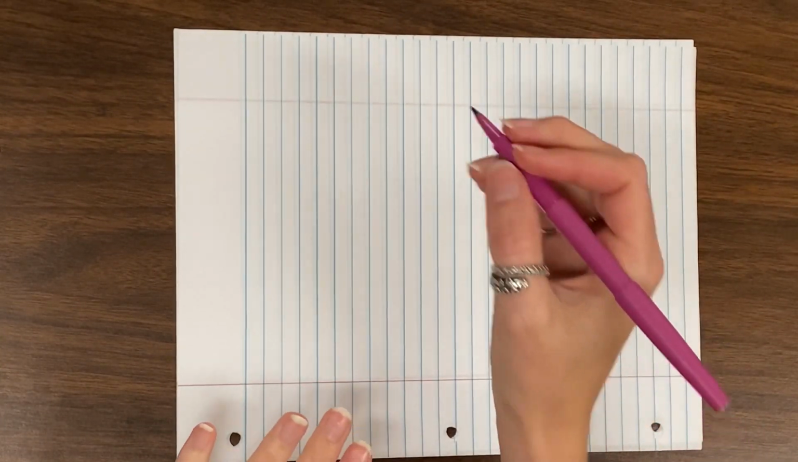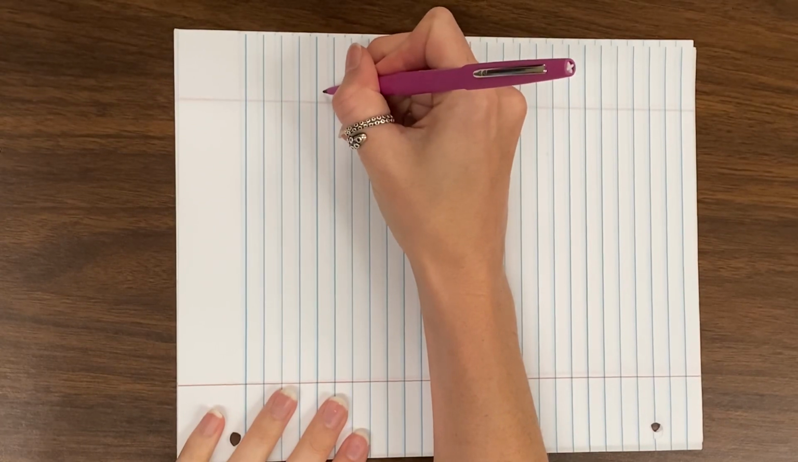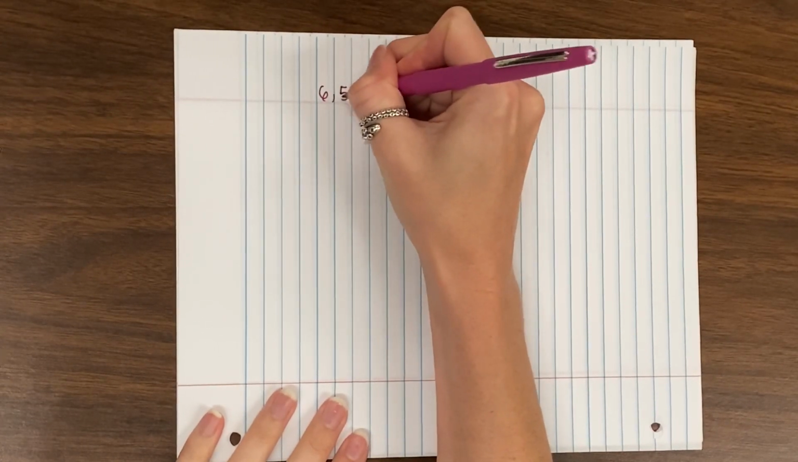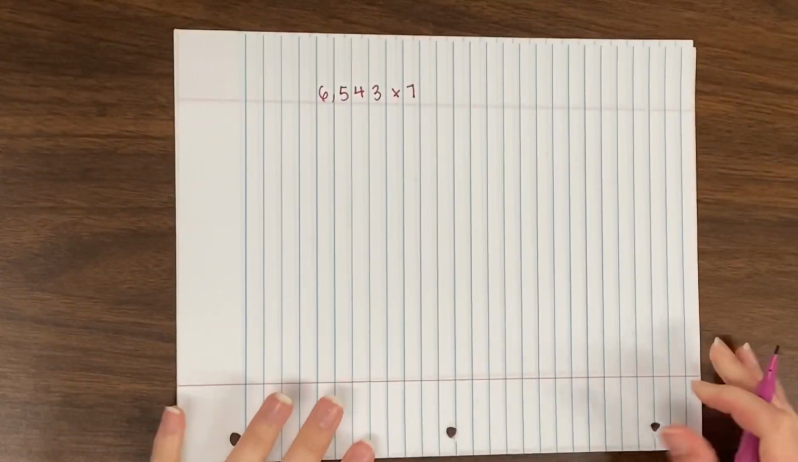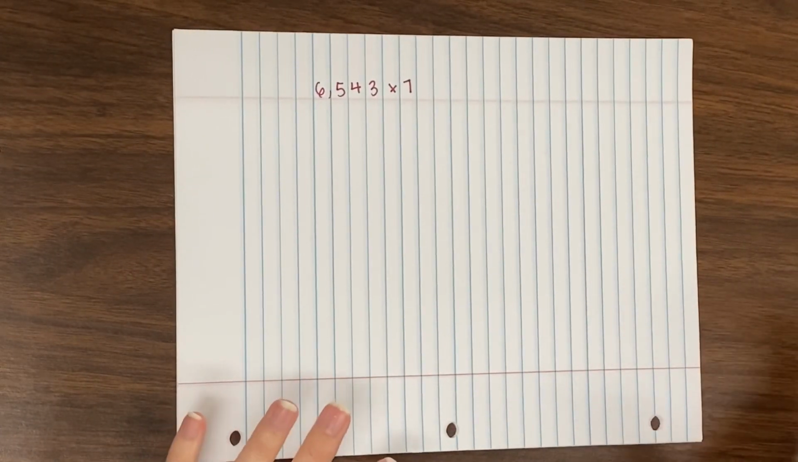Hey mathematicians, I'm going to demonstrate how to use lattice multiplication 4-digit by 1-digit. So for example, we're going to be multiplying 6,543 times 7. The most difficult part about lattice multiplication is actually setting up the lattice.